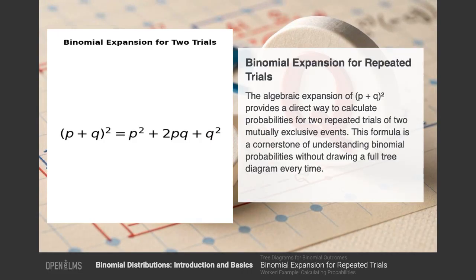Binomial expansion for repeated trials. The algebraic expansion of (P + Q)² provides a direct way to calculate probabilities for 2 repeated trials of 2 mutually exclusive events. This formula is a cornerstone of understanding binomial probabilities without drawing a full tree diagram every time.